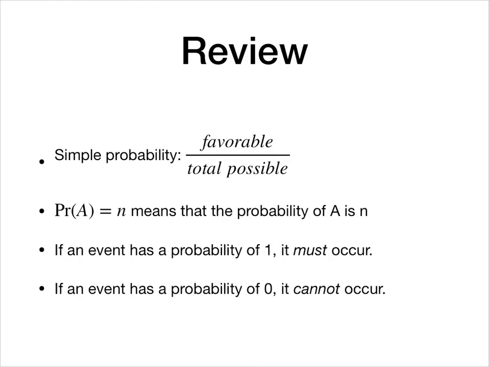Now, if an event has a probability of 1, it must occur. An example of an event that has a probability of 1 would be getting either heads or tails on a single coin toss. You have to get one or the other. If an event has a probability of 0, it cannot occur. It's impossible. So, for example, the probability of getting both heads and tails on a single coin toss, that just can't happen. So that would be 0.